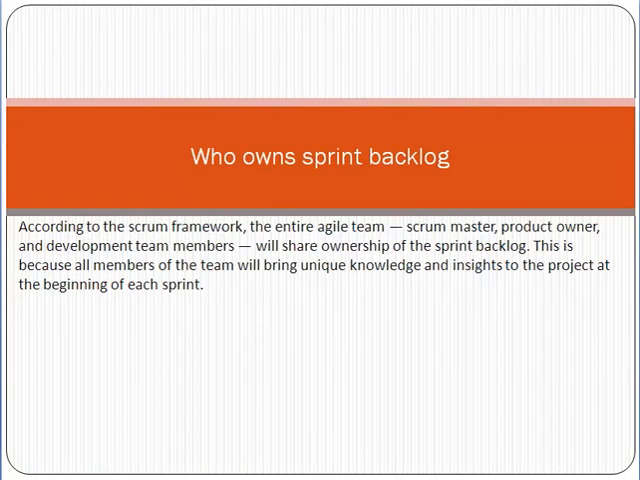Then who owns the sprint backlog? Normally, friends, as per the Scrum framework, the entire agile team, the Scrum master, product owner and the development team members, they all have the ownership of the sprint backlog. Here as per the Scrum framework or Scrum methodology, not only one role or one person is responsible for or has the ownership of the sprint backlog. All the team members share it. That means Scrum master, product owner, Scrum team, they all have the ownership of the sprint backlog.